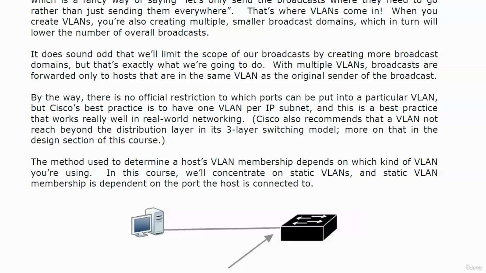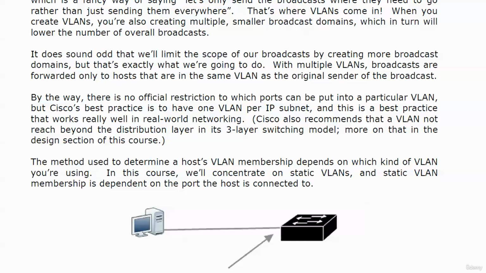Cisco's best practice is to have one VLAN per IP subnet. Occasionally in your studies and in your career, you're going to run into Cisco best practices that may not be a best practice for your network, but this is a best practice that works really well in the real world.